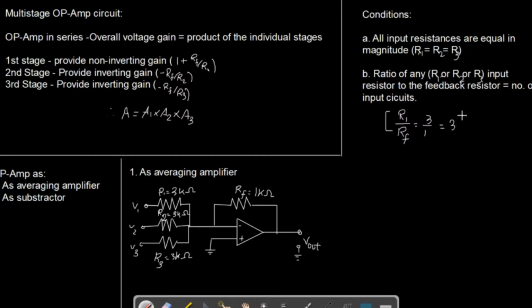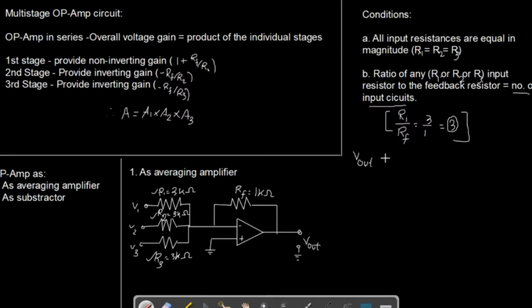And you know there are 3 resistors, R1, R2 and R3, and it is forming a 3 input circuit. So this is what is meant by this second condition that we are talking about. Based on this we can actually find out what our V output is, so let's try to find out V output.